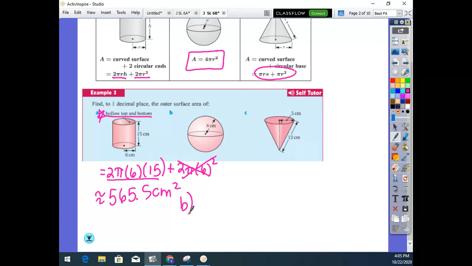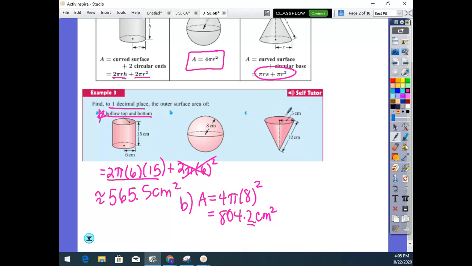All right, nothing tricky about B, it's just a sphere. So I'm just going to use my area formula for pi, my radius squared. And notice it says to 1 decimal place. That's why we did not use 3 sig figs here. So plug everything into your calculator, going to 1 decimal place. All of this is area, so all of it will be units squared.